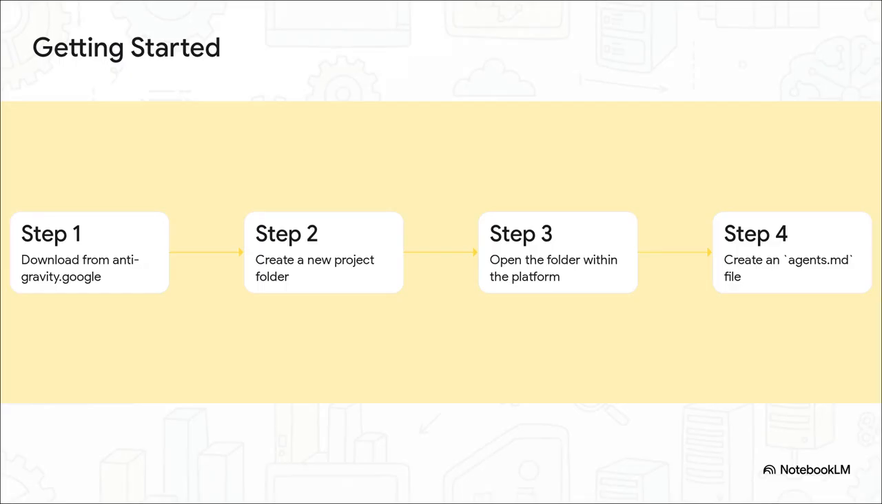Okay, first things first, you're going to download the platform from antigravity.google. But listen, here's the part that trips everyone up. You have to work inside a dedicated folder. So create a new folder on your desktop, open that folder from inside the platform, and then make one single file inside it called agents.md.